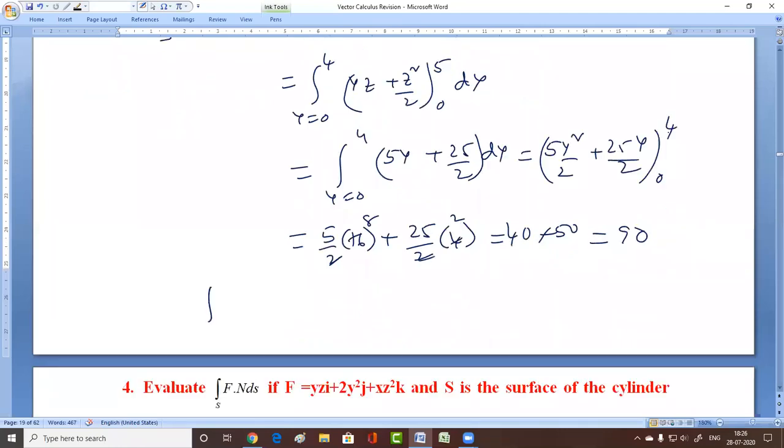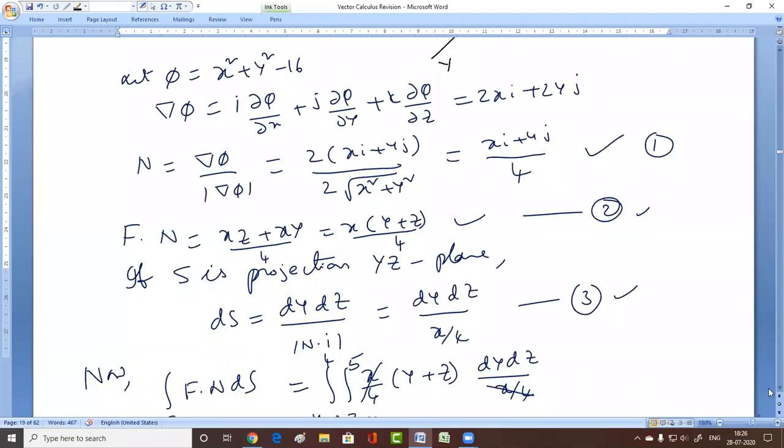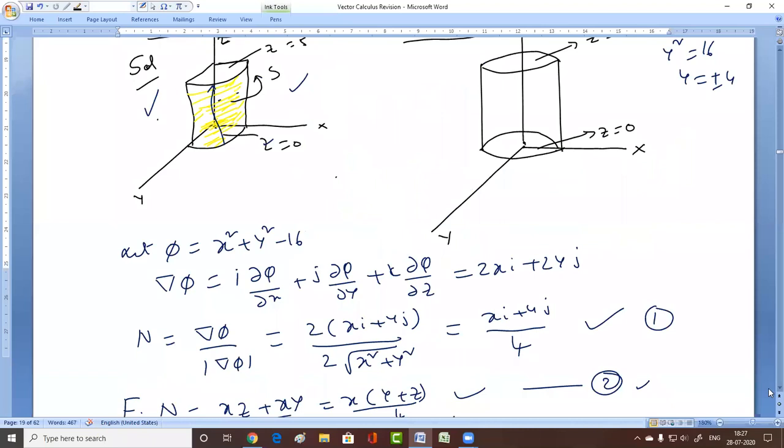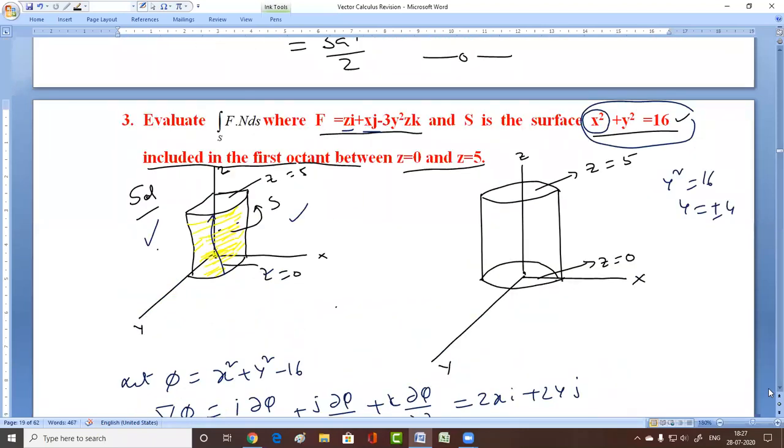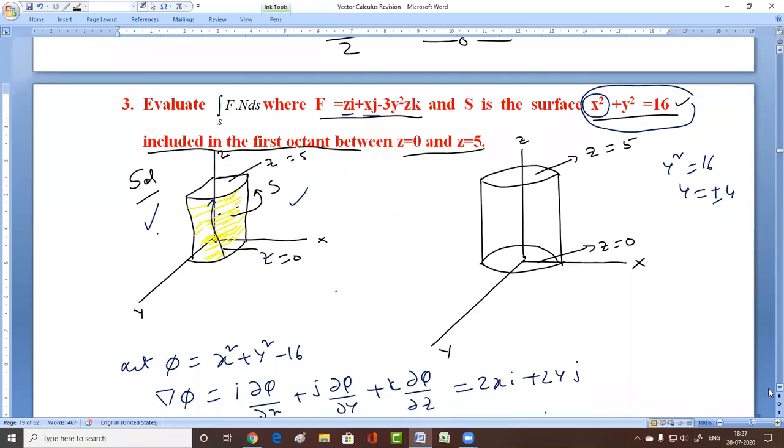Integral f dot n ds. First find out the surface. What is the given surface using the given problem? The surface x square plus y square equals 16 is nothing but a cylinder. In the xy plane, it is a circle. In three-dimensional geometry, it represents a cylinder, with z from minus infinity to plus infinity. If you extend minus infinity to plus infinity, you will get a big cylinder.